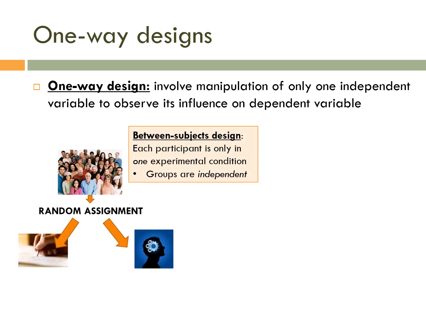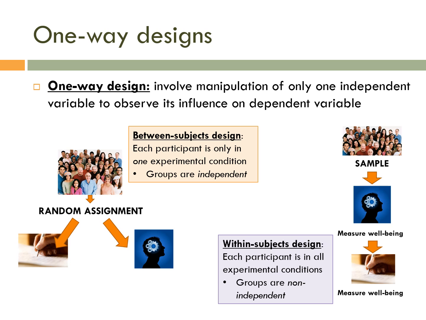This is when you have the random assignment into one of multiple groups. Each participant is in only one experimental condition, and these groups are independent of each other. They are independent because the person who is in one group, their scores do not affect the scores of the people who are in the other group. They are kept completely separate.